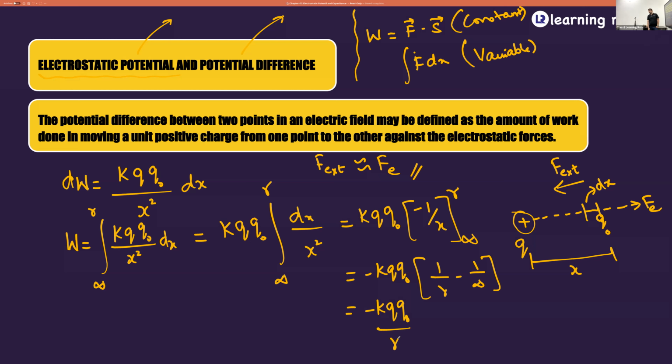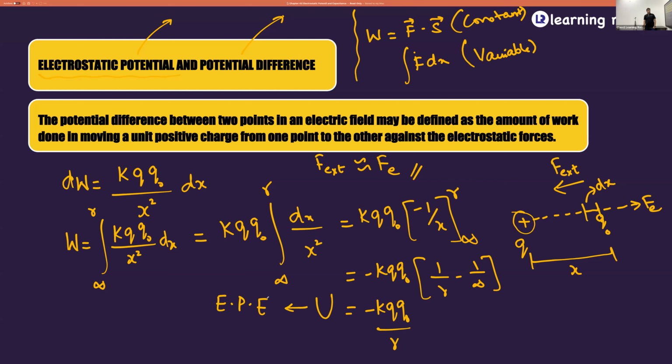Listen to this very carefully. This is the work done that you have calculated, which you have got as minus KQ Q naught divided by r. This work done is what is called electrostatic potential energy. It is not electrostatic potential. There is a slight difference. Electrostatic potential energy is minus KQ Q naught divided by r.